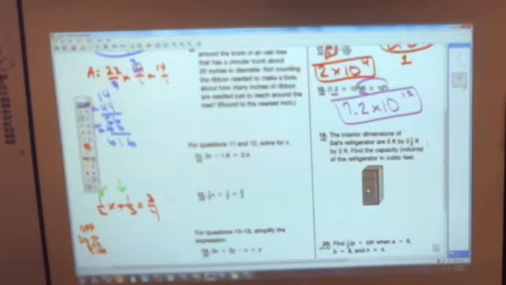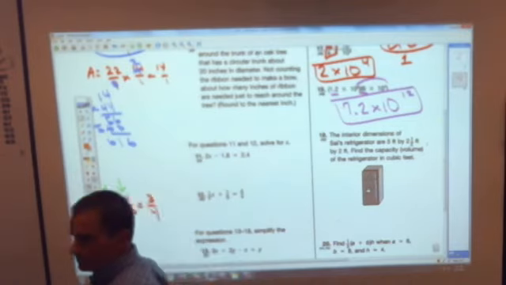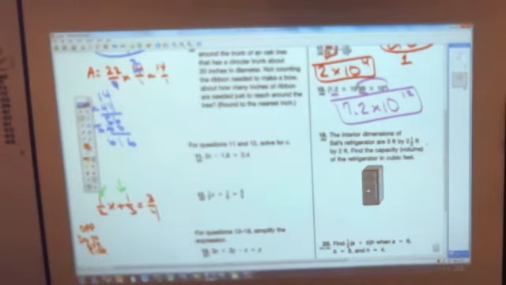thou shalt do to one side of an equation what thou dost to the other. Now, the only thing that might confuse you here is what you get rid of first. You always get rid of addition and subtraction stuff first. I need to get rid of this first.